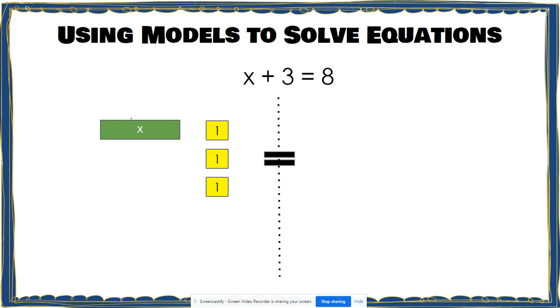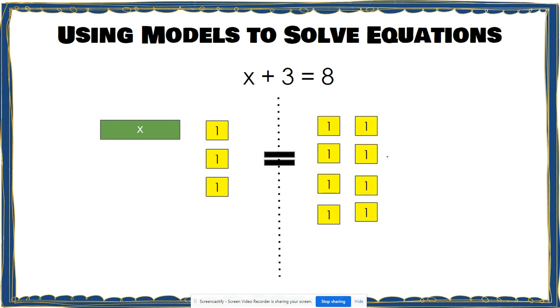Now I know that when I add x plus these 3, I'm going to get 8. So I'm going to put an additional 8 on the other side. Now I know that an equation is like a balance beam. And anytime I add or take away from one side of my equation, I have to do the same thing to the other side to keep it balanced.